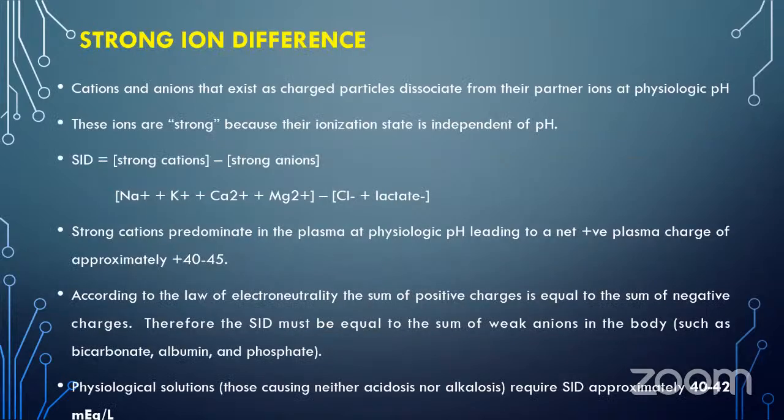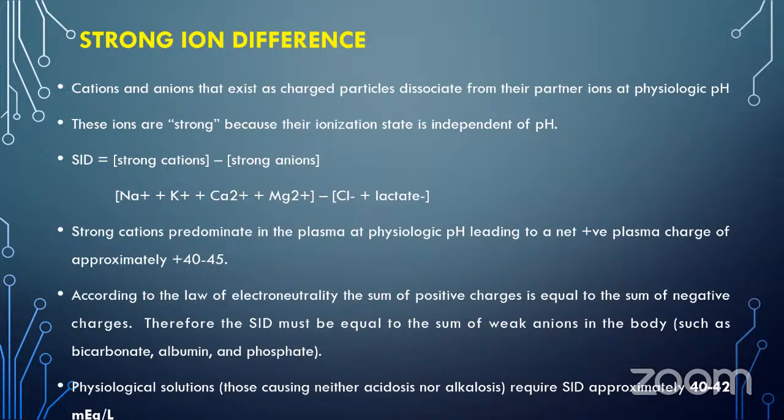So coming to the strong ion difference, this is one more important concept which we all need to understand while choosing a fluid. So what is strong ion difference, and how does strong ion difference make you choose a fluid? Strong ion difference basically is that when you see in a physiological pH, the cations and anions exist as charged particles and dissociate from their partner ions. So these ions are strong because their ionization state is independent of the pH. No matter what is the pH, the ions are at a certain state of ionization irrespective of the pH.